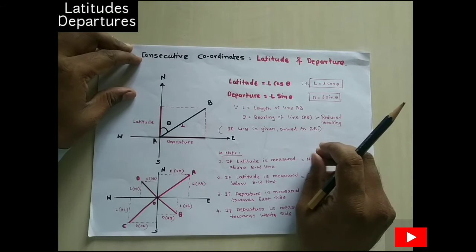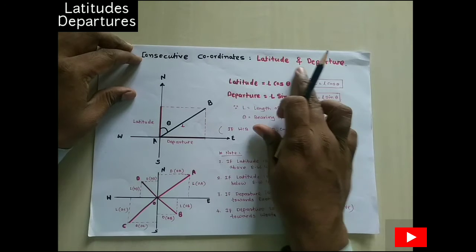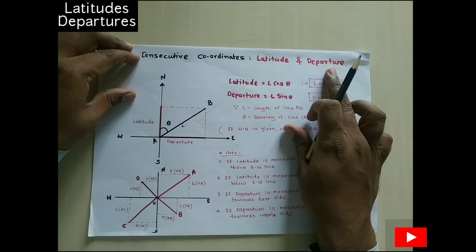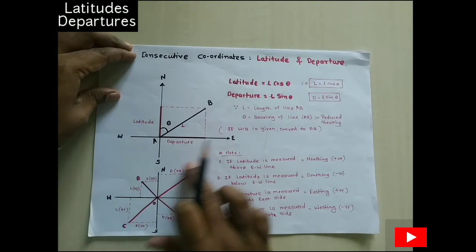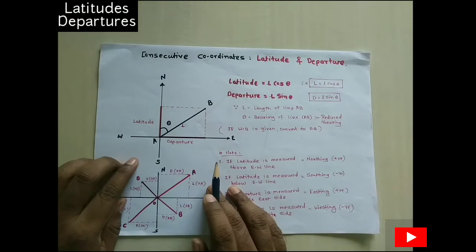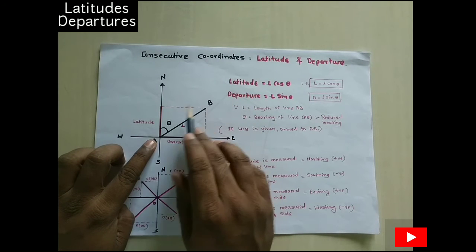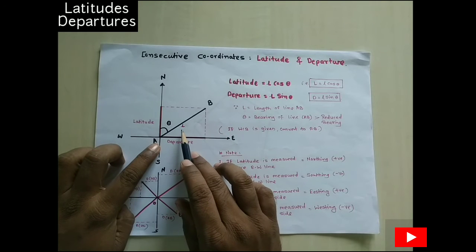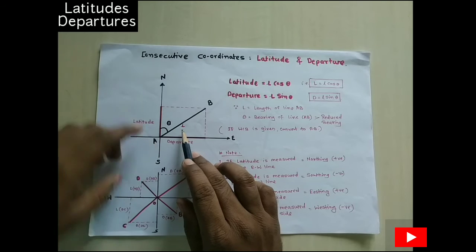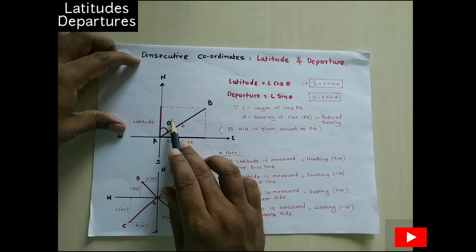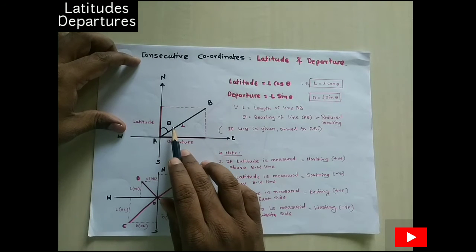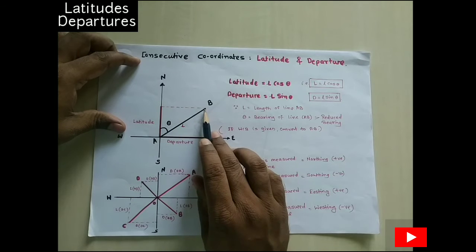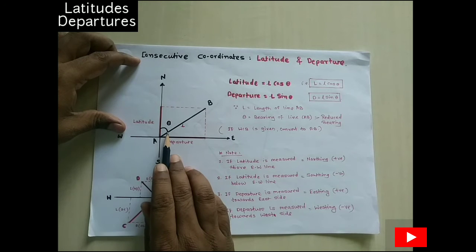So, first of all, let us learn about what is latitude and departure. For that purpose you have to observe this figure. Here A and B are the ground points which are connected by an imaginary line that is called the survey line, having length small l in meters. Now here theta is the bearing of line AB, which is measured from the north direction.